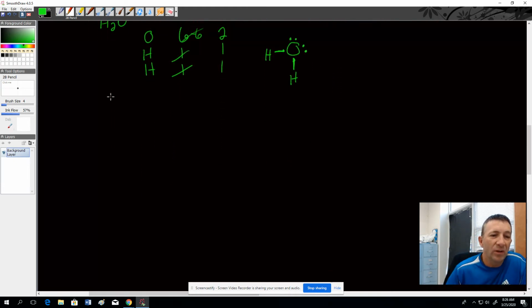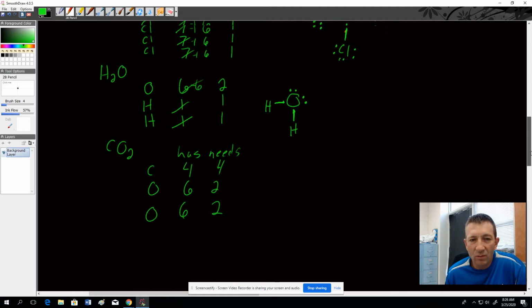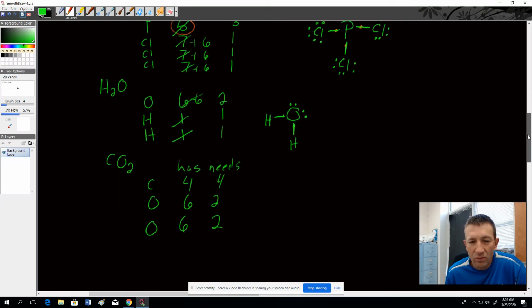So let's do one that has a double bond, like carbon dioxide. Carbon has 4, it needs 4. Oxygen has 6, it needs 2. Oxygen has 6 and it needs 2. So if you look at this one right here, each oxygen needs 2, so 2 and 2 is a total of 4. And if we go back up to the ones we've done previously, you notice the hydrogen has 1, 2, and it needs 2. Phosphorus, 3, 1, 2, and 3. So those should add up right there.